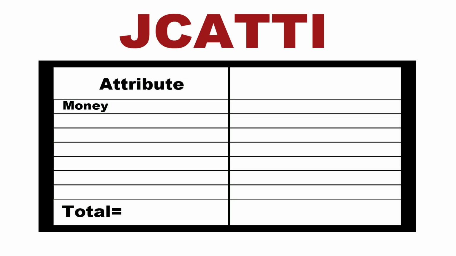What's going to happen is we have a variety of attributes, and you're going to assign each different attribute a different weight. So the different categories are money, smarts, niceness, hair, education, looks.